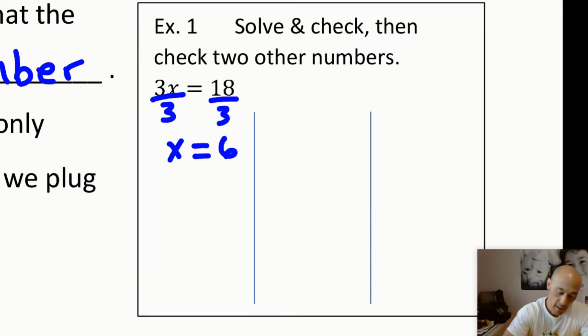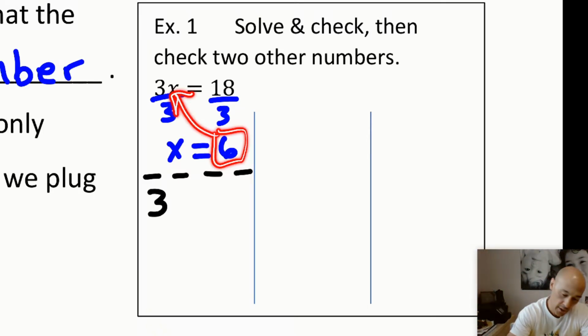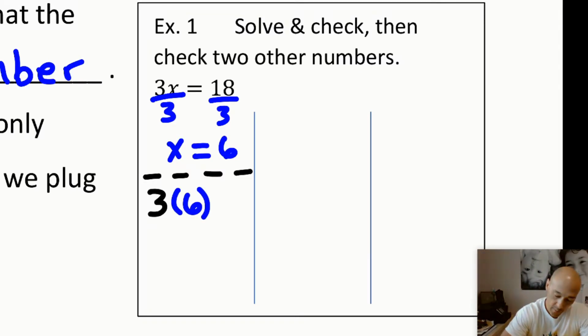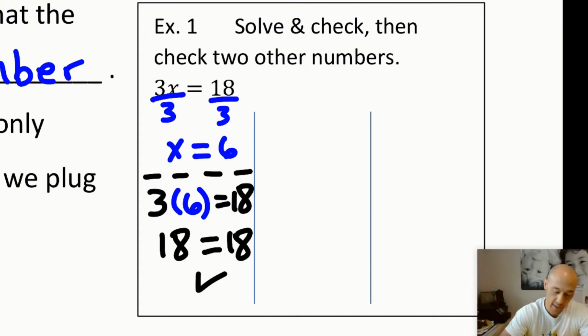Now we check by plugging in 6, our solution, into the original equation. So we have 3 times 6, and it says equals 18, and that's right there. 3 times 6 is 18, so we have 18 is equal to 18, and that checks. That's good. We solved, and we found that the answer was 6. When we plugged it back in, it came out to be true.